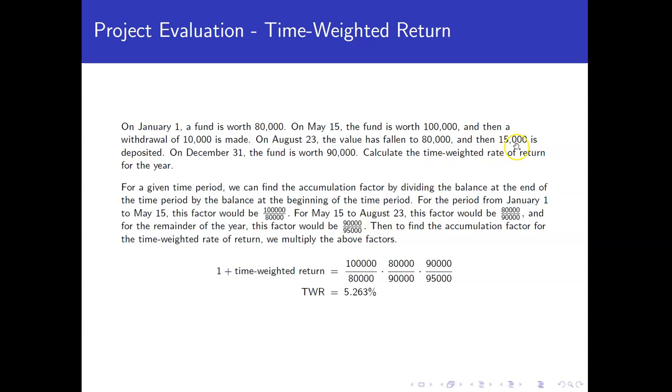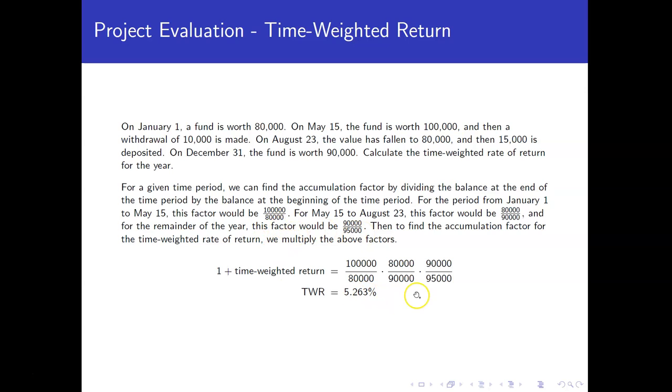And then we put $15,000 back in the bank. And then at the 31st, it's at $90,000. So after adding in the deposit, the beginning balance is $95,000. The ending balance is $90,000. So again, your accumulation factor is ending divided by beginning. So that's $90,000 over $95,000.